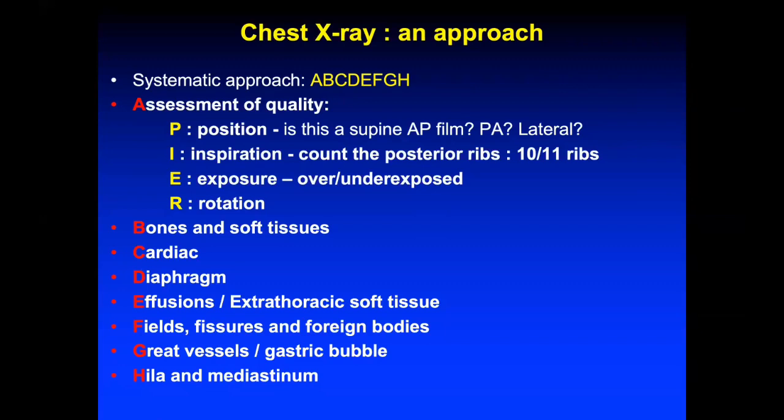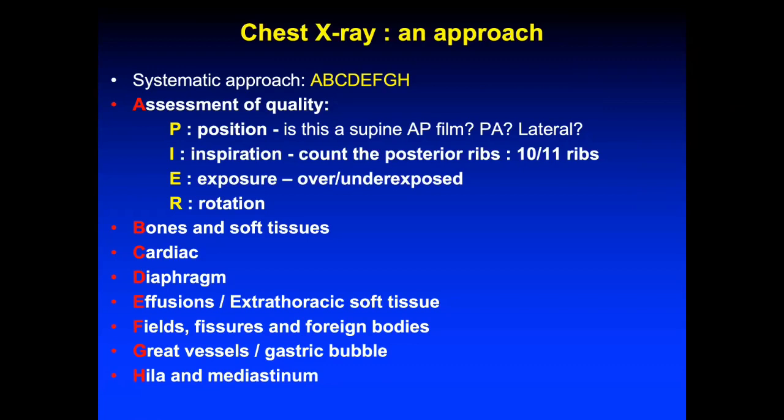Look for the effusions or the extrathoracic soft tissues. Then the fields, that is the lung fields, the fissures, the horizontal and the oblique fissures if they are visible, and the foreign bodies if they are present. G stands for great vessels and the gastric bubble. Now, gastric bubble is an important point in making a diagnosis for situs. That we will deal with later on. And then we look for hila and mediastinum. So this is what we go from A to H.